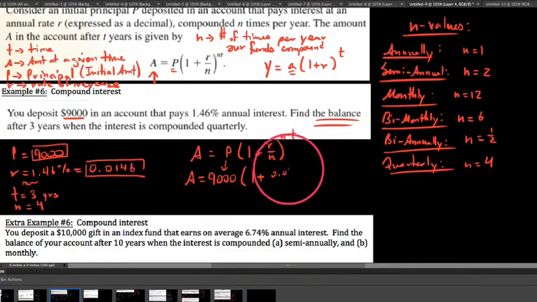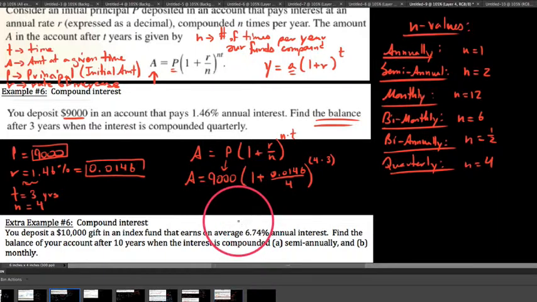And in terms of what we're going to write in here, our rate we would want to write as a decimal, so 0.0146, all over n, and n is 4. Now this is all to the n times t, so 4 times t, which in this case is 3 years. We get this humongous expression right here. And so what I'd like to do is just recommend caution in entering this into a calculator. As a matter of fact, we'll just go ahead and work with order of operations. We're going to say that we'll evaluate what's inside the parentheses first.